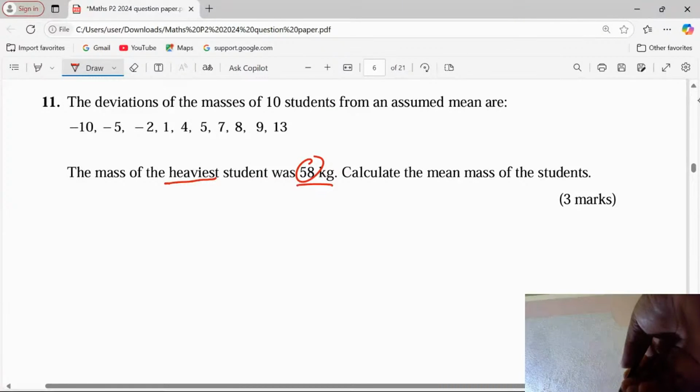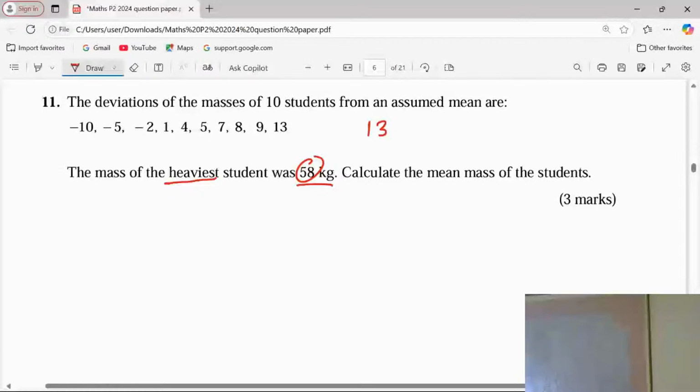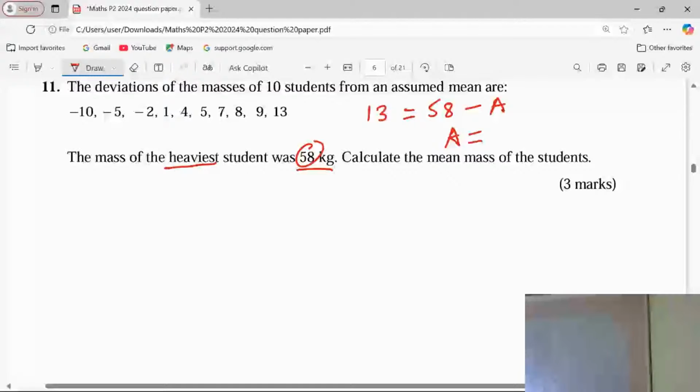Therefore, we should know that the deviation of 13, which is the greatest positive, is given by when we take 58 and we subtract the assumed mean. So with this, can we get the assumed mean? Yes. By making it positive on the left-hand side and taking 58 minus 13, this will give us 45. So the assumed mean was 45.